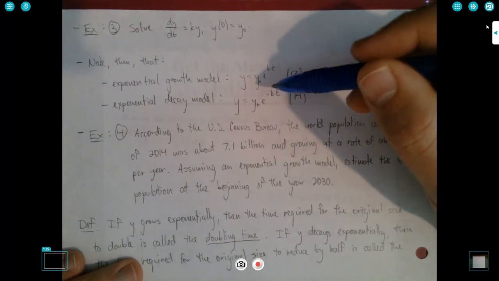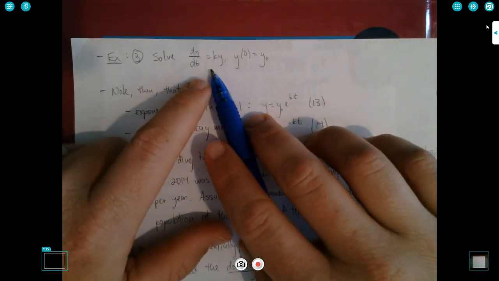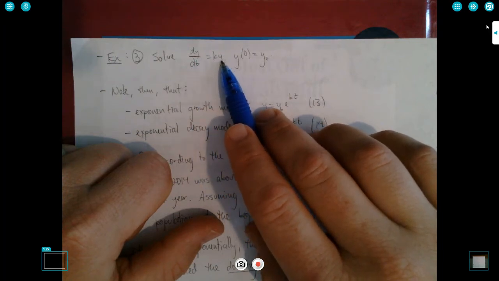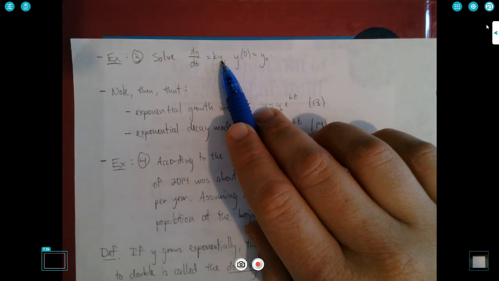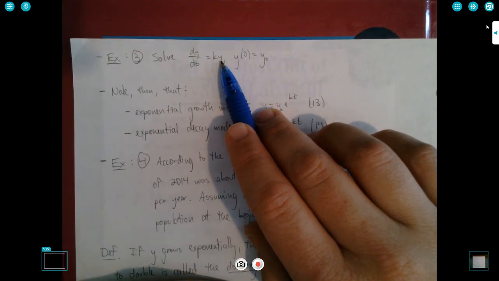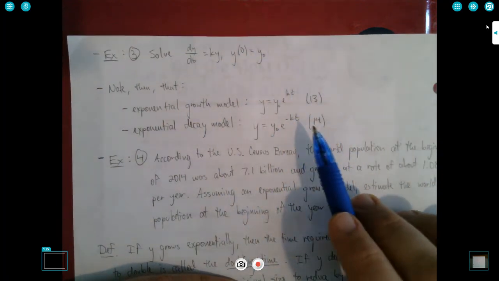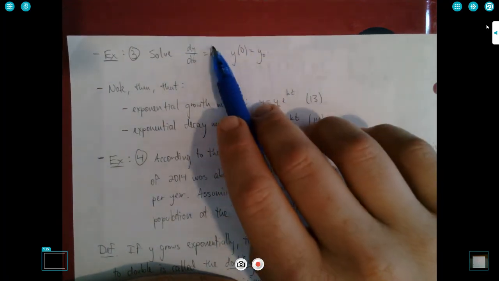Well, this is why. It's because the rate of change in the quantity is going to be proportional to the amount of quantity present, and that's what defines an exponential growth or decay model. And when you solve this differential equation, this is what you end up getting. So let's do that. Let's prove it.